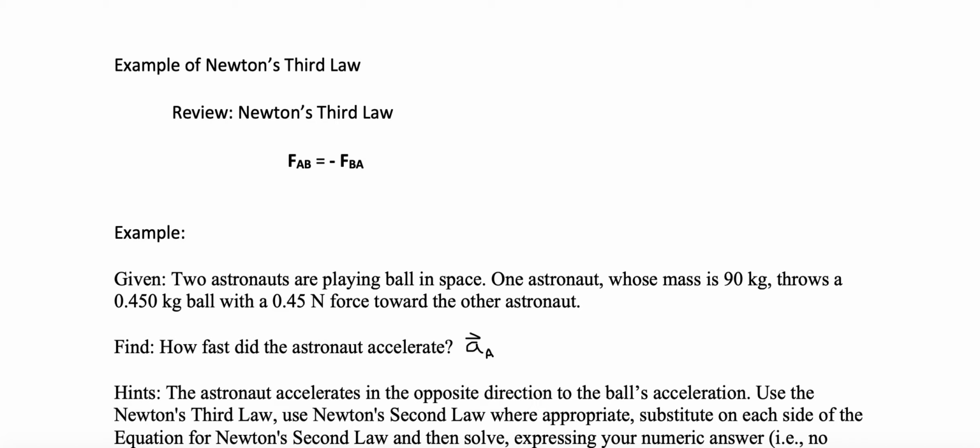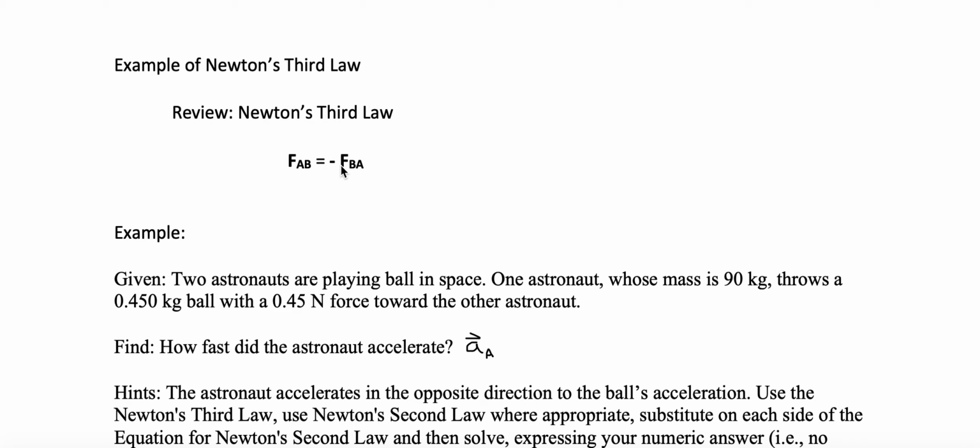Let's look at an example of Newton's third law. But before we do that, let's review Newton's third law. Newton's third law says a force applied by body A on body B is equal to and opposite (the negative sign is opposite) a force applied by body B on body A. So a force from body A on body B is equal to and opposite the force of body B on body A. So let's look at an example.